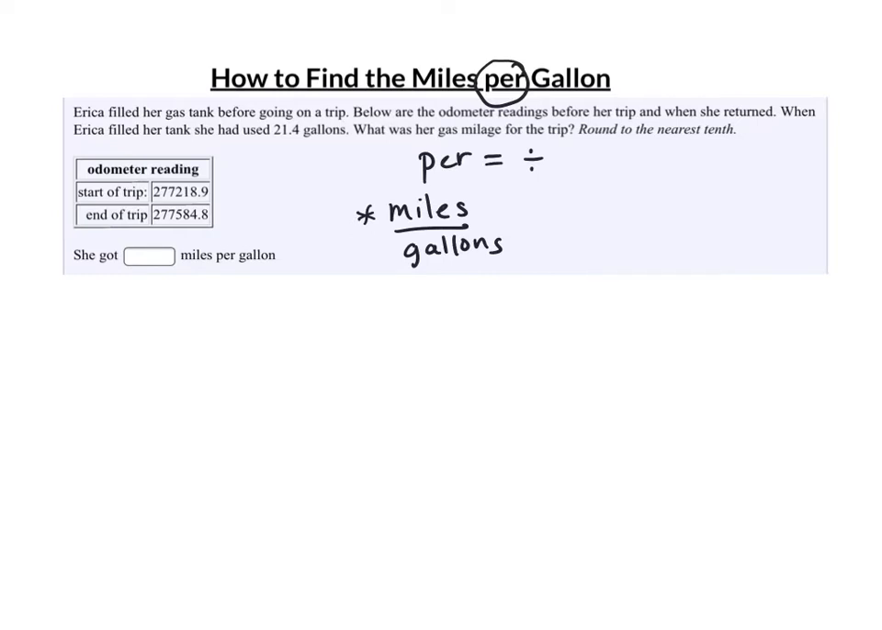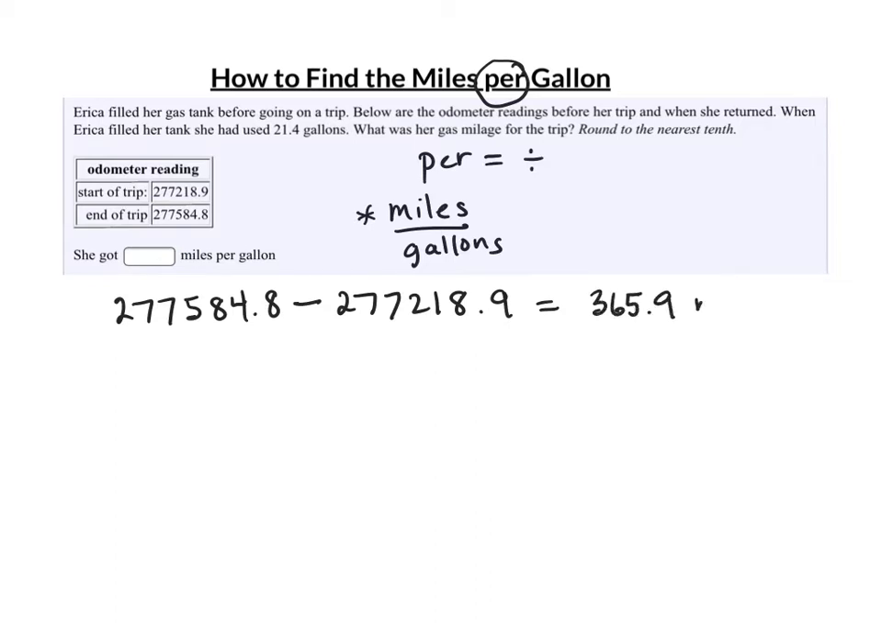So what we need to do is subtract here. Find the number of miles first. 277,584.8 minus 277,218.9. So we'll reach for our calculator and plug that in. And it looks like it is 365.9 miles. So that was the length of the trip. Then we fill our tank up and we see that we used 21.4 gallons.